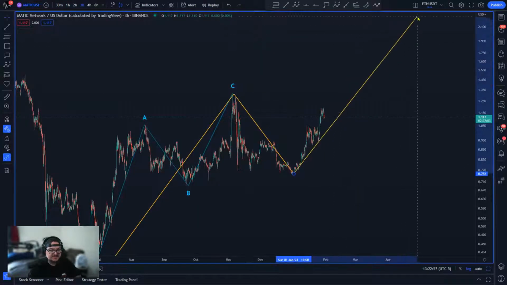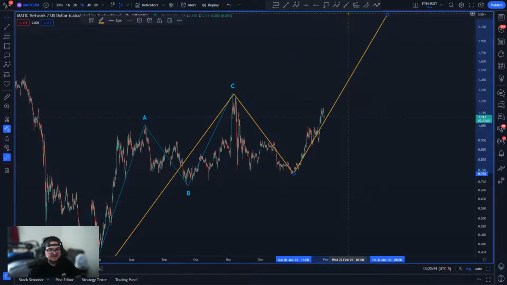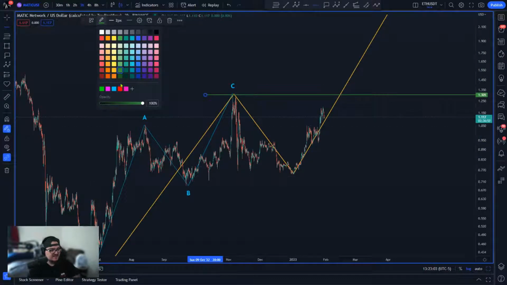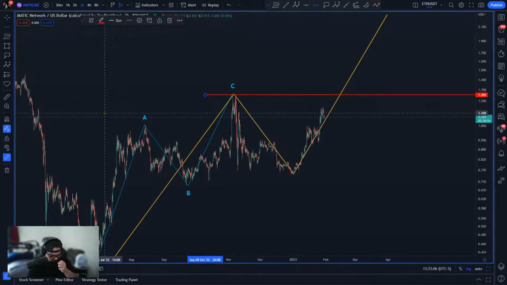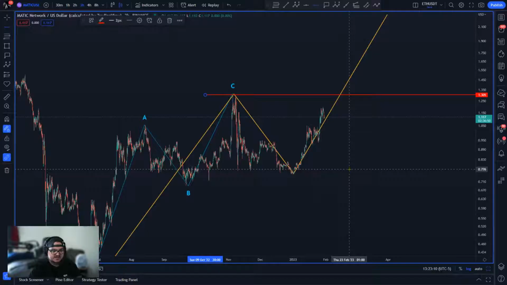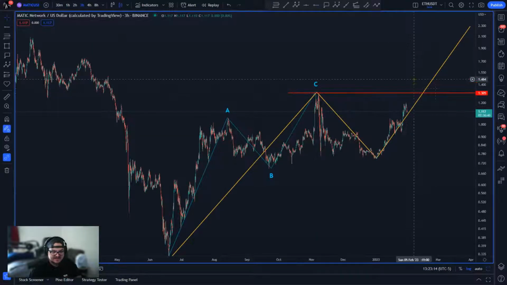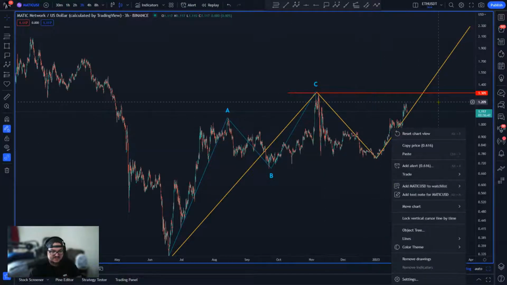Whether this reverses at that pivot or we continue to go higher will be the determining factor of how this is going to play out. So that is a major pivot to keep an eye on for Matic. Just keep your eyes on that once we get up to that region around $1.30, $1.30.5. If we can get above there and get back below, definitely a sign for the bears.